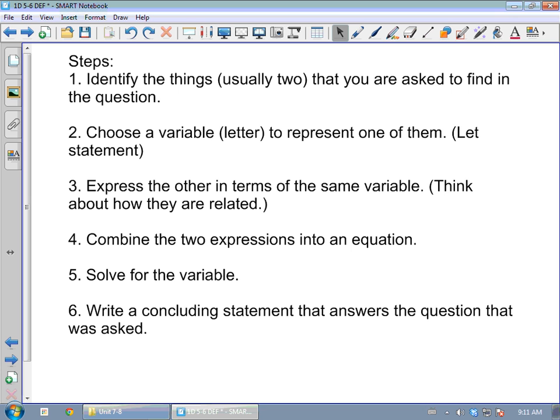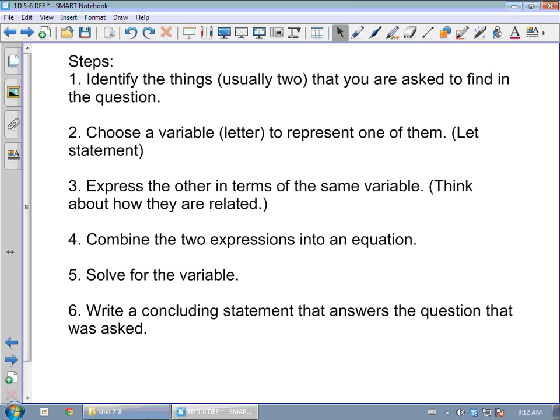First of all, identify what you are being asked to find in this problem. What is the whole point of this problem? What are they asking you to have at the end of it? Then usually you have two things that you're trying to find. We're going to choose a variable to represent one of them. This is our let statement we just talked about. We're going to let the variable represent one of these things. The other thing we're trying to find, we're also going to express in terms of that variable. To do this, we have to think about how these two things are related. And then we have to combine these expressions into an equation.